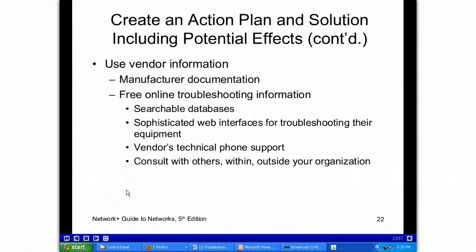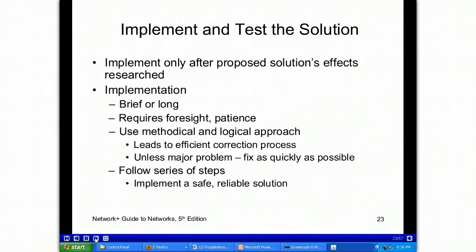And then action plans, vendors, information. There's tons of stuff online to help you and support you for different software and hardware devices you've got in your organization. Consult with others within and outside your organization on, hey, have you had this problem before? More than likely, you'll find a blog or a forum out there where people have had that issue. And I've mentioned this software before, but I'll mention it again. Spiceworks.com has tons of resources for you of administrators that you can search a database of issues to get help.